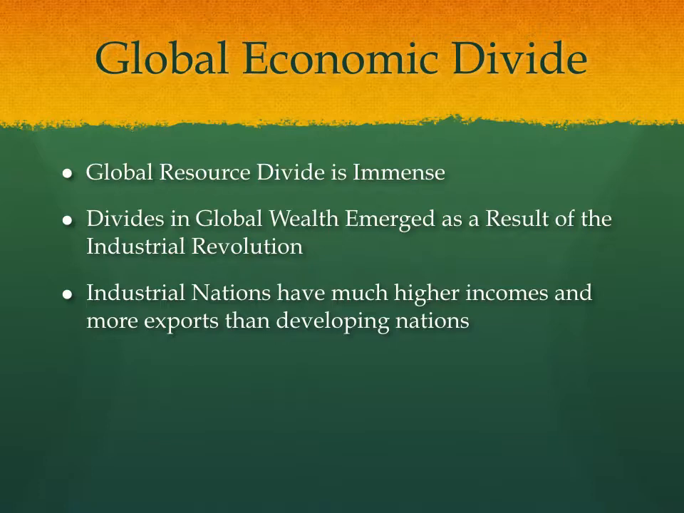So we know that the global resource divide is immense. I've given you figures on that and discussed this. We know that the divide between the haves and the have-nots globally is enormous. And we know that part of the reason this global wealth divide emerged is a result of the Industrial Revolution, that modernized, industrialized nations were able to pull far ahead of developing nations. And therefore industrial nations have much higher incomes and more exports than developing nations.